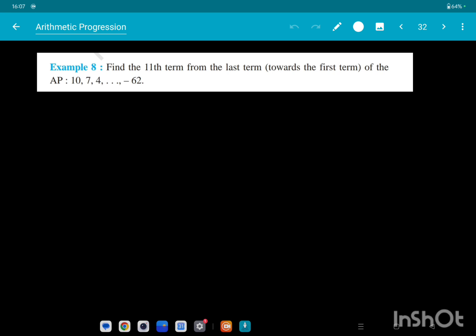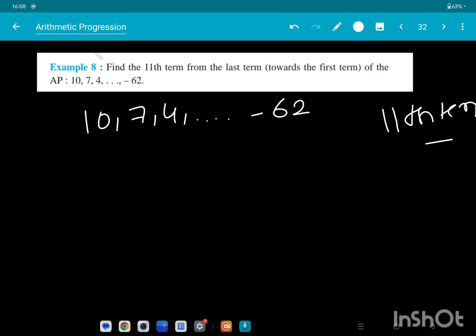Next question. Find the 11th term from the last term of the AP. So here the AP is 10, 7, 4 and so on, up to minus 62. We need to find the 11th term, that too from the last, which means backwards. How can we find it? We will find it in two ways. From this side, if it is the first term, then we need to find the 11th term.